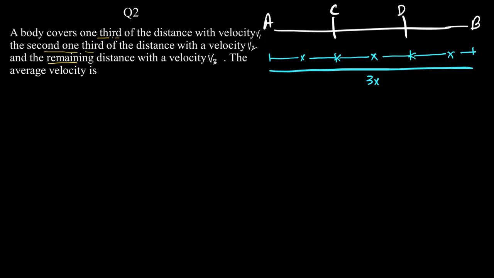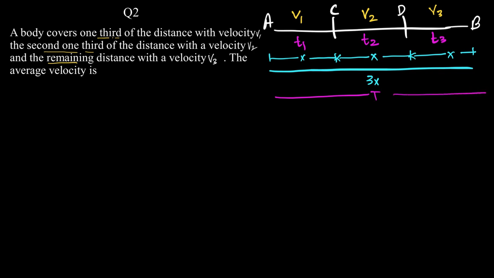Now it's given in the question that A to C is covered with velocity v1, C to D with velocity v2, and D to B with velocity v3. Now let us say that the time taken to cover A to C was t1, C to D t2, and D to B t3. And also the total time taken for this travel was T.